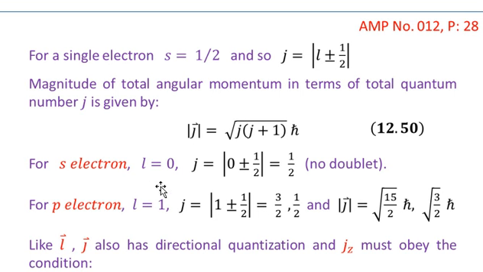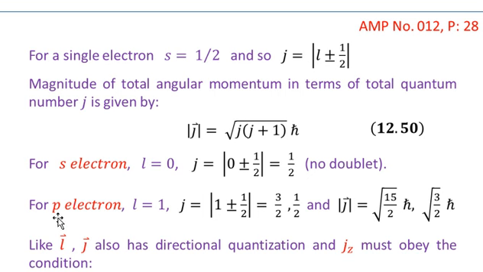Now for an s electron, we have L is equal to 0. So you can put the value of L is equal to 0 in the previous relationship. Then you have J is equal to mod of 0 plus minus half, which is equal to 1 half. You know that only one value is possible. So it means that this is a singlet case. That is, no doublet. Only a single value of J is obtained. So if you obtain a single value of J, you will say that it is a singlet case and not a doublet case.